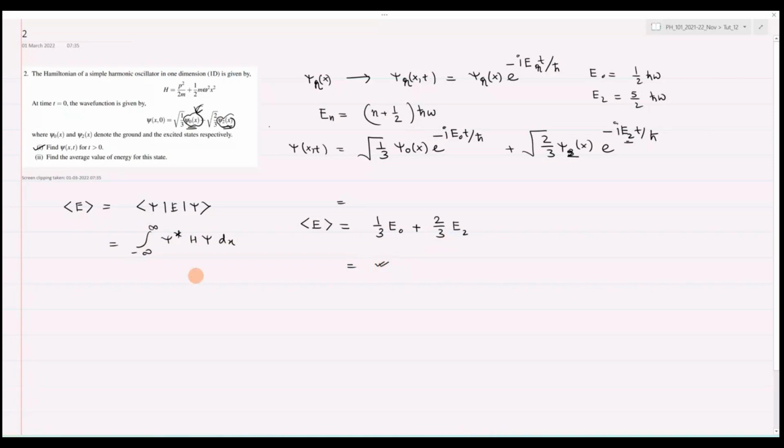Okay, you just try like this. You should get the same result. Can I go ahead to the next problem?